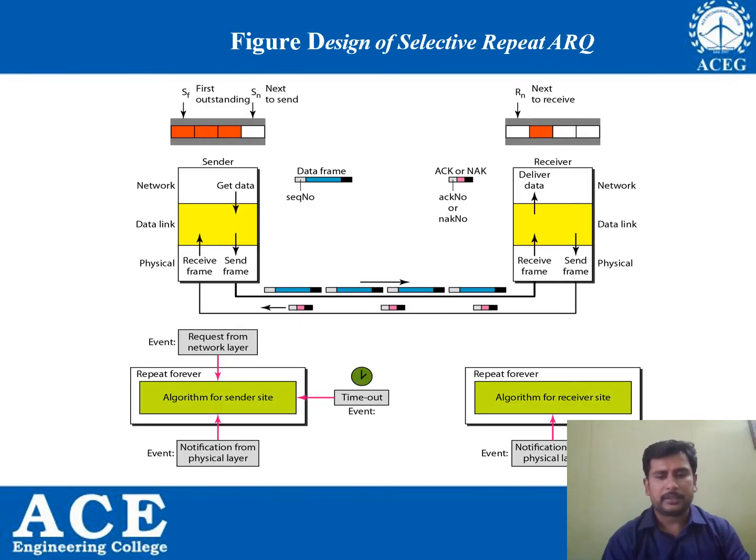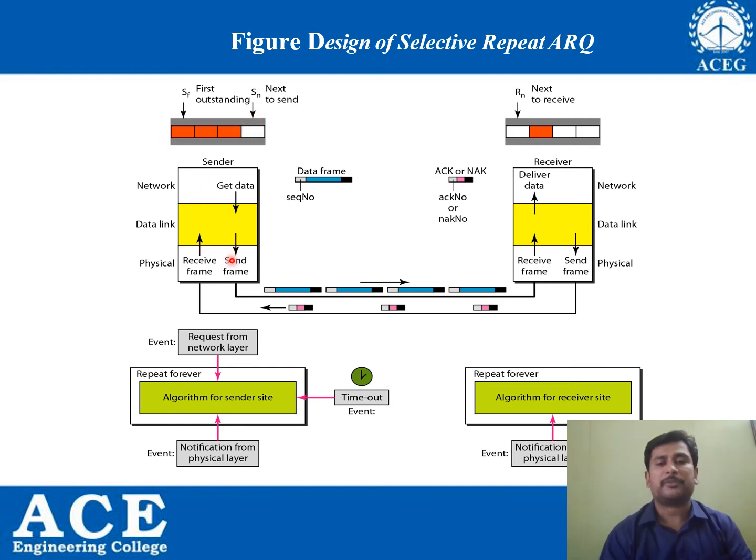Let us look at the design of selective repeat ARQ. Let us look first at the sender side. Here, the data link layer of the sender is expecting data to be received from the network layer. Once the data is received from the network layer, it is going to make the frames. The data may be made into more than one frame. The first frame which is already sent and yet to be acknowledged is represented with a variable SF. The next frame to be sent is indicated with a variable SN, and the size of the sender window is 2 power m minus 1.